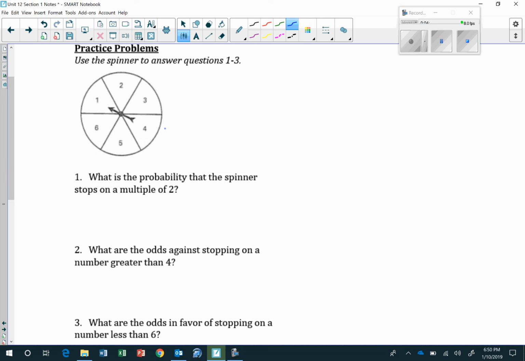So again, for probability we're doing the number of favorable outcomes over the total number of possibilities. My multiples of 2 are 2, 4, and 6. So I have 3 multiples of 2, so that's going to go on the top, over my total amount, which is just the 6 numbers that I have. So I have 3 multiples of 2 over 6 total numbers, and then I need to simplify that to 1/2.